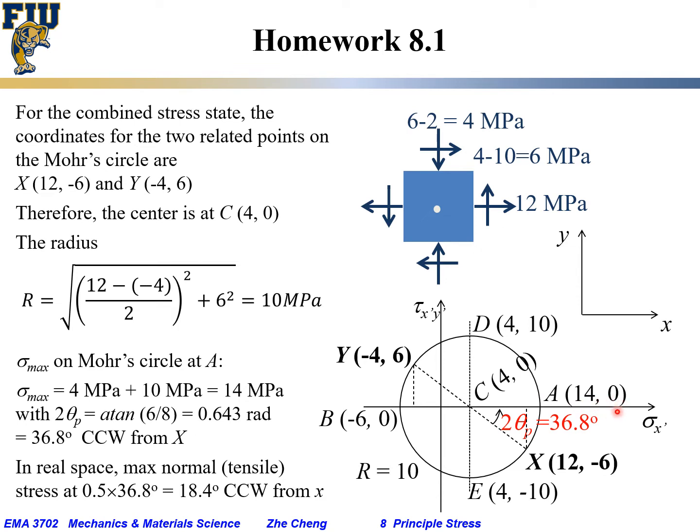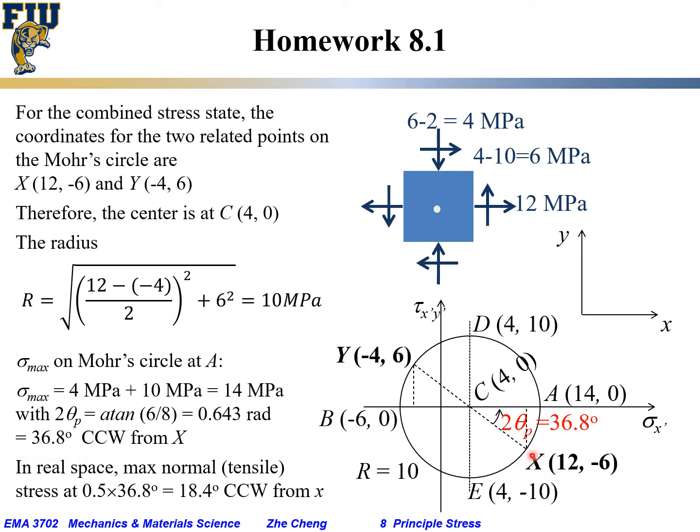And what is the angle? Where is it? So you see on Mohr circle, from X to reach A, you have to rotate counterclockwise by an angle 2 theta p. But what is this 2 theta p? It can be gotten by arctangent of opposite over side. Opposite would be 6, side would be 8. So arctangent of 6 over 8, which is 0.643 radian, or 36.8 degrees.